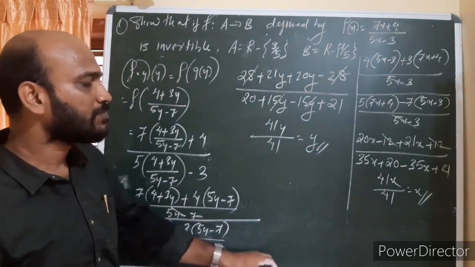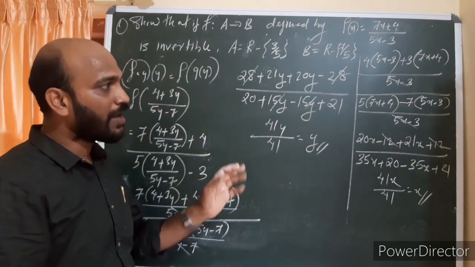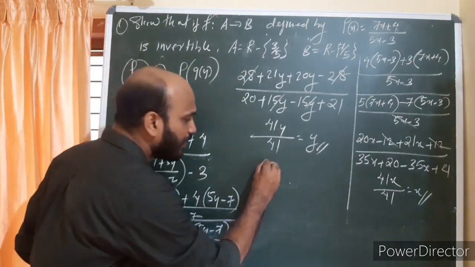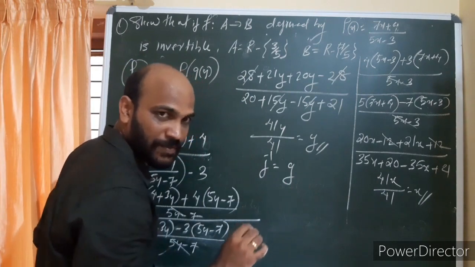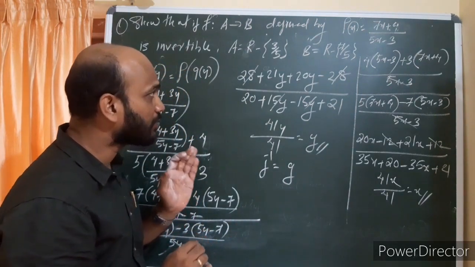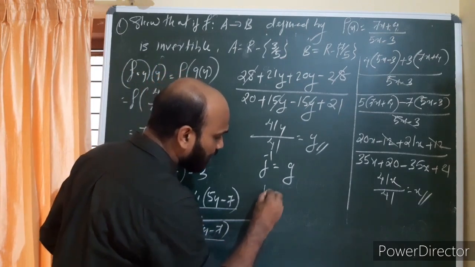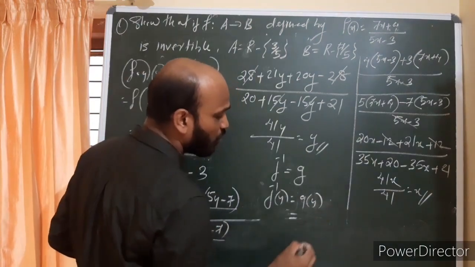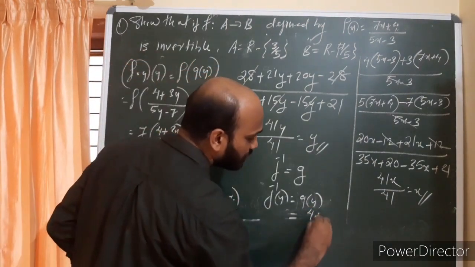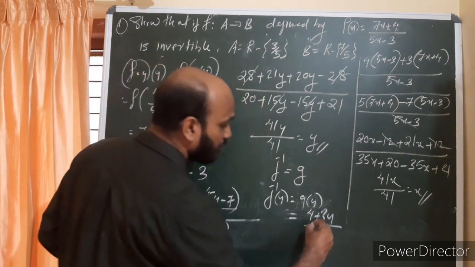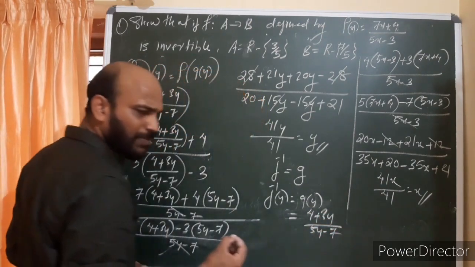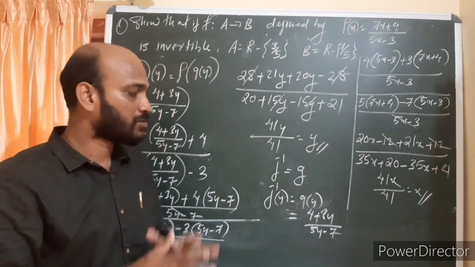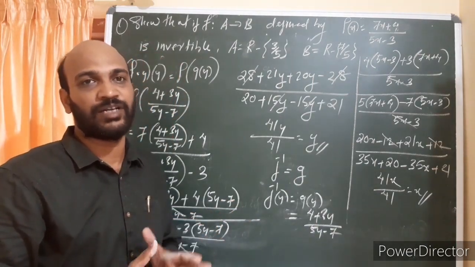That means you are getting f of g of y equal to y and g of f of x equal to x. Therefore f is invertible and f inverse equal to g. So that means f inverse of y equal to g of y. What was the value of g of y? g of y equal to (4 + 3y)/(5y - 7). Sometimes you can expect the question: find f inverse of 1. So in place of y you have to substitute 1. So in this way we can prove that a function is invertible.